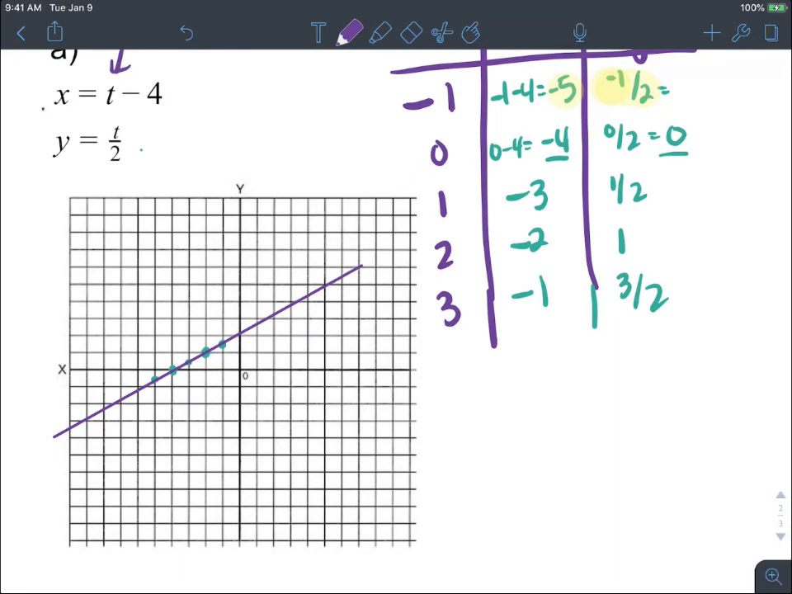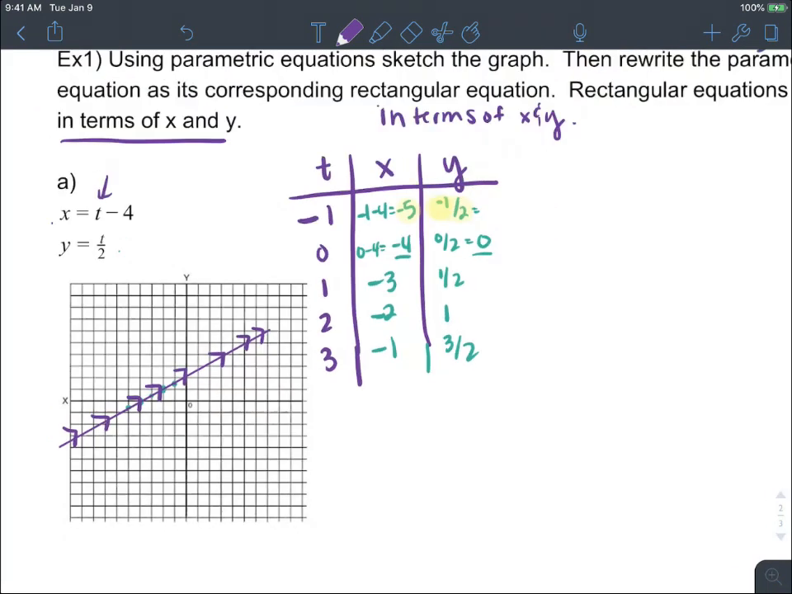Okay. And then we also have to know which is the first dot. So the first dot that we graphed was this one at -5, 1/2. And the last dot we graphed is at -1, 3/2. So I know that parametric graphs are directional, so these points are moving in this direction. Okay. So we do have to add the arrows in there. You don't need that many, but you need arrows. Okay. So that's how we graph a parametric equation.